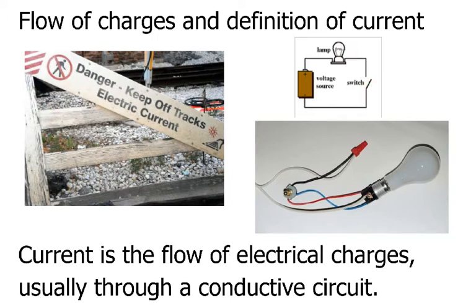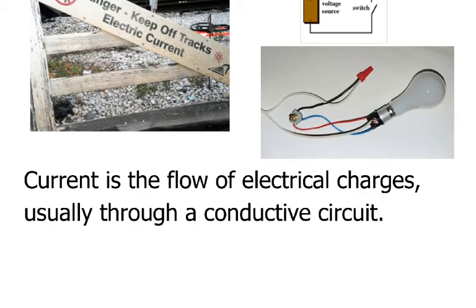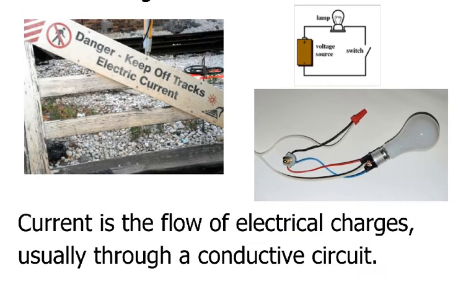Here you've got "Danger, keep off tracks, electric current." So you've got that whole third rail thing going on, where one of the rails of a train might be electrified. Here you've got a switch and a light bulb, and then there's a source of current over here. So current is basically flowing electrical charges. Usually they flow through a conductive circuit, such as this diagram, or this right here, which is the actual wires that might turn on an actual light bulb. So current is flowing charges.